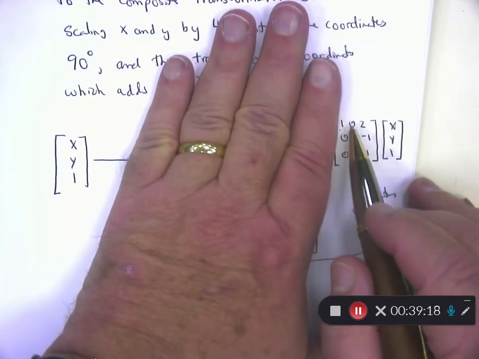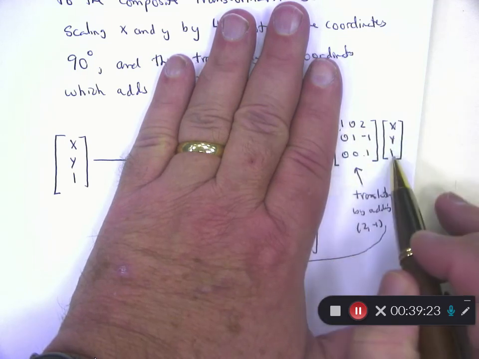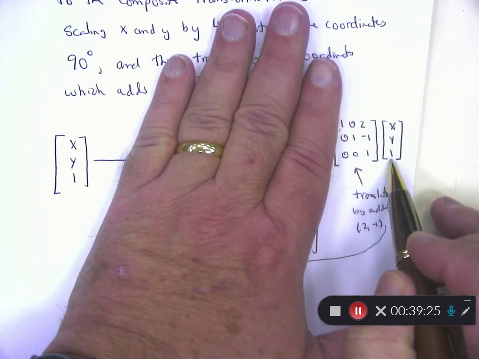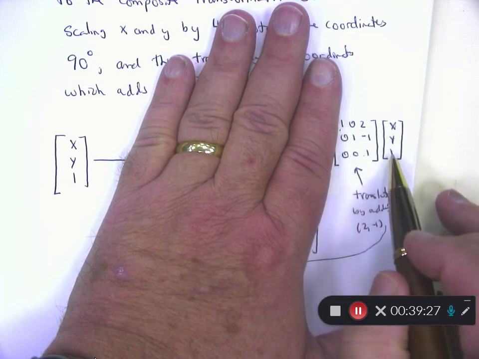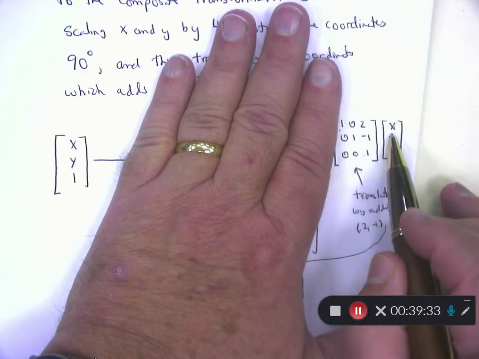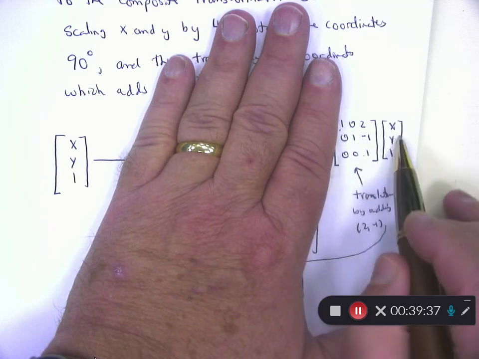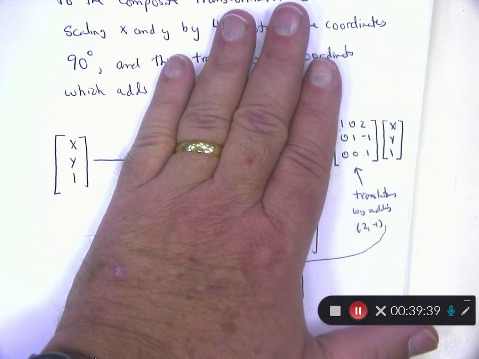So if I just focus on this right here, look at that first row. 1 times X plus 0 times Y, but that extra 1 down there allows me to add constants. Plus 2 times 1, that gives you X plus 2. Second row, 0 times X plus 1 times Y plus negative 1 times 1. That's 0x plus Y, so that's Y minus 1. That took Y and then shifted it down 1 unit.